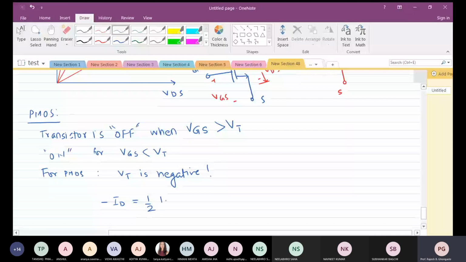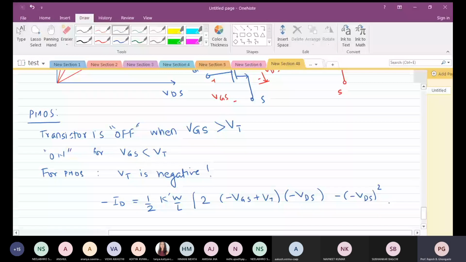Now we can show that the drain current, naturally I am changing the sign now, is half K dash W by L into 2 times minus VGS plus VT again into minus VDS, minus of minus VDS square. So the equation gets modified like this.